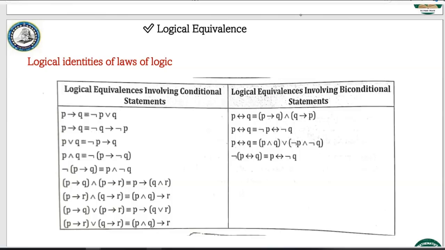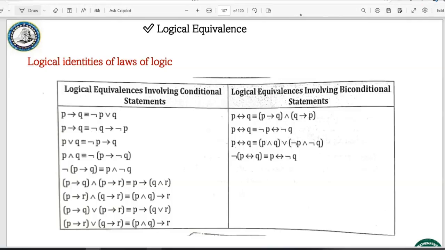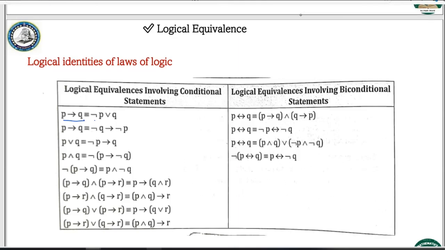So here, the next logical identities you have: P implies Q will be negation P or Q. P implies Q is logically equivalent to negation Q implies negation P. P or Q will be logically equivalent to negation P implies Q. P and Q is logically equivalent to negation of P implies negation Q. Negation of P implies Q is equal to P and negation Q.